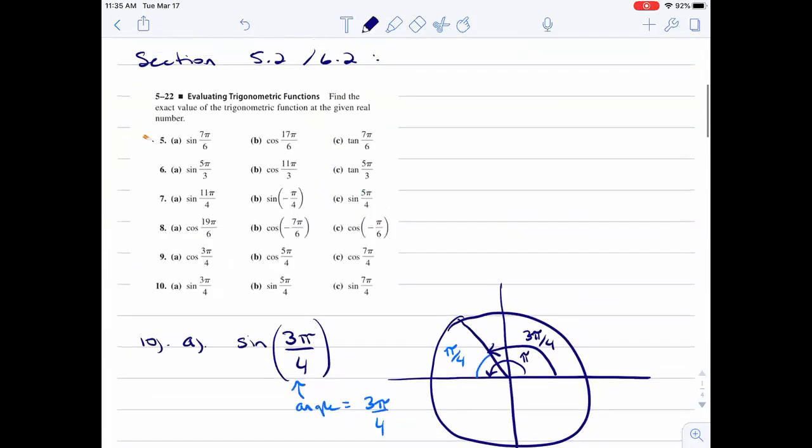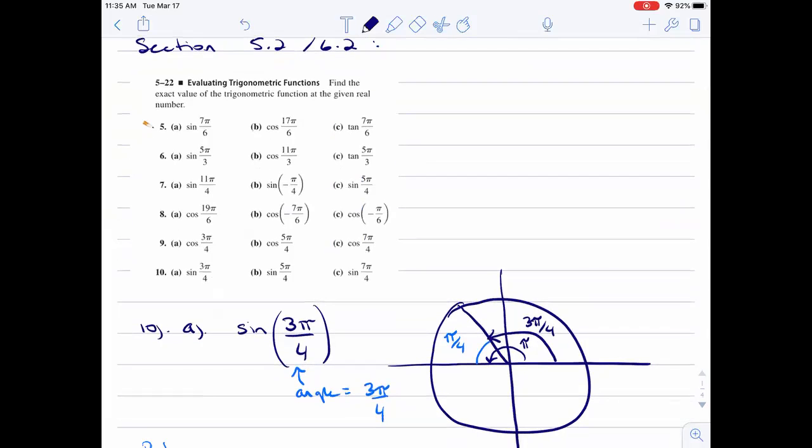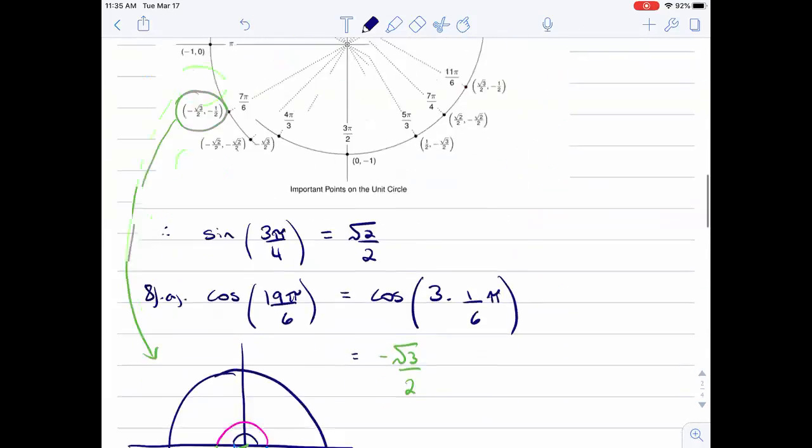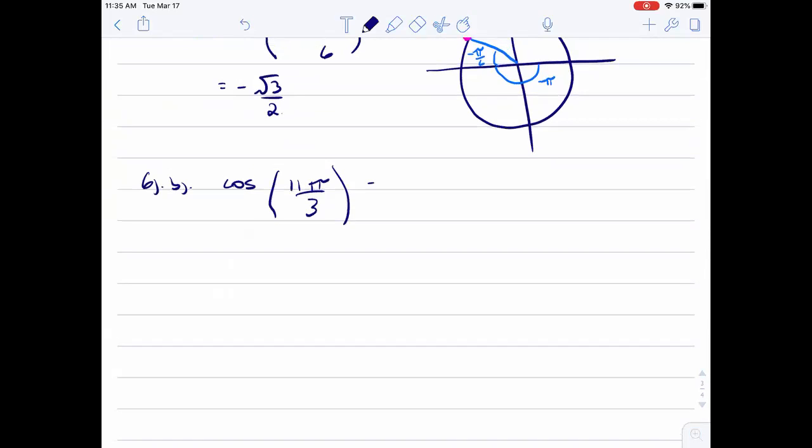What's another one? Let's do 6b just for some variety. 6b, cosine of 11 pi/3. Cos of 11 pi/3. So 11 divided by 3. I'm at the cosine of, and I'm just going to write 3 times 2 over 3 pi. That's a little bit weird.